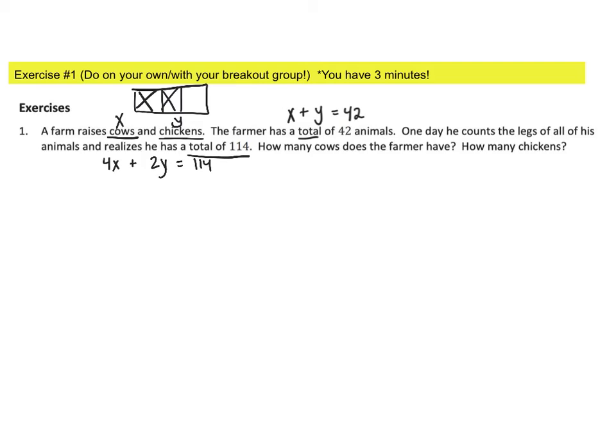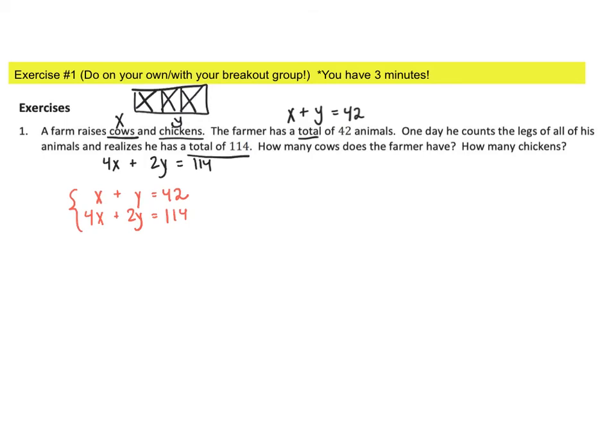So from here, a farm has cows and chickens. There's a total of 42 animals, so the cows plus the chickens equals 42. One day he counts the legs, realizes that he has a total of 114. Each cow had 4 legs. Each chicken had 2 legs. Together there's 114 legs. So we now have our system written out.